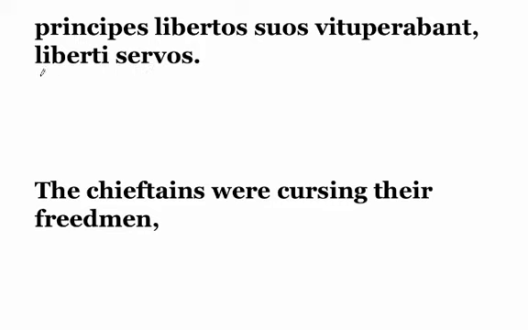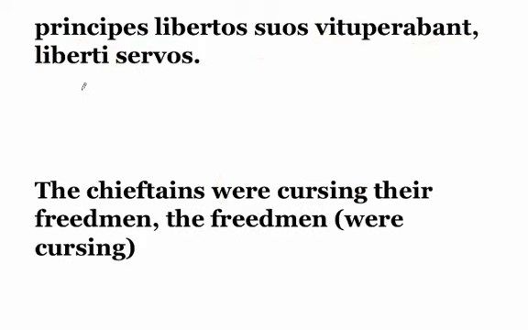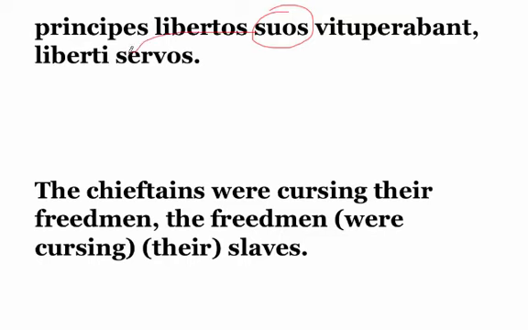Okay? But what's left here, we have another nominative and another accusative. And we are going to want to resupply the verb. The verb here that we already used, the chieftains were cursing their freedmen, we're going to reuse it. The freedmen, understood, were cursing their slaves. We're going to even resupply, by the way, the word suos, we don't use it here. Okay, this is where it would have been. It's not here. But we're going to resupply it. So the chieftains were cursing their freedmen. The freedmen were cursing their slaves.